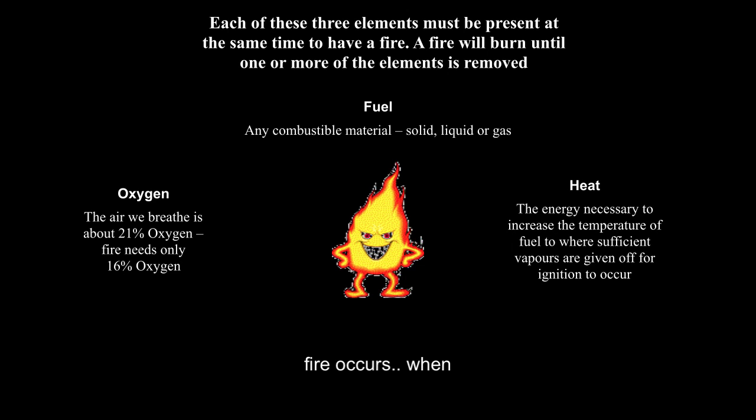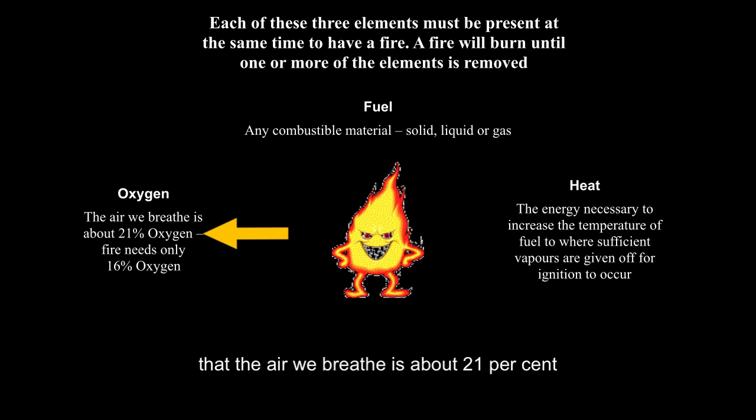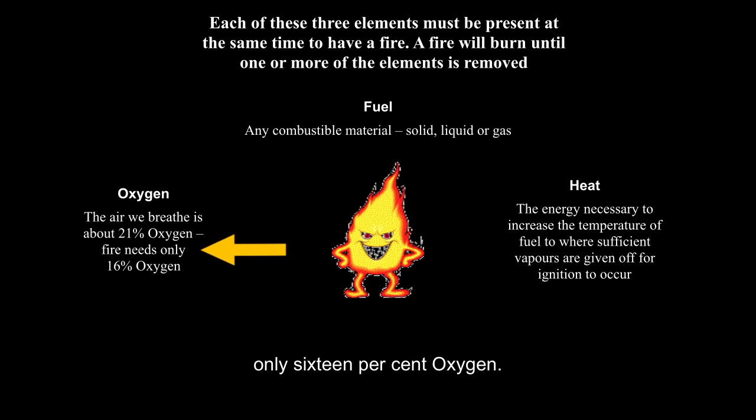Fire occurs when any fuel is heated beyond a point and it comes in contact with atmospheric oxygen. You can notice here that the air we breathe is about 21% oxygen in atmosphere. Fire needs only 16% oxygen. To put out fire, one or more of these three elements, that is fuel, oxygen or heat, needs to be removed.